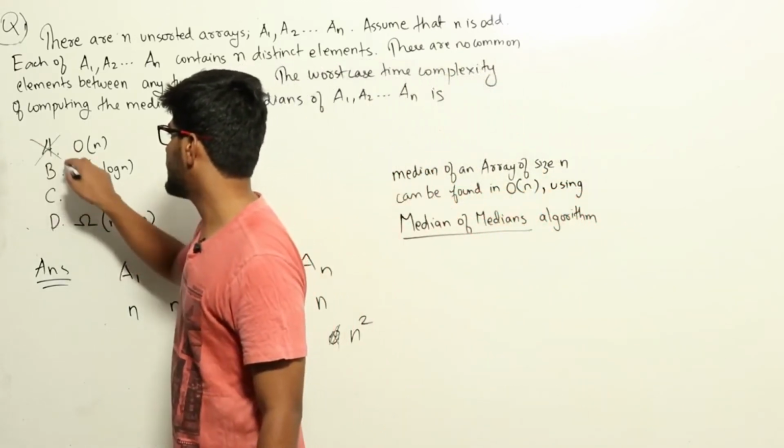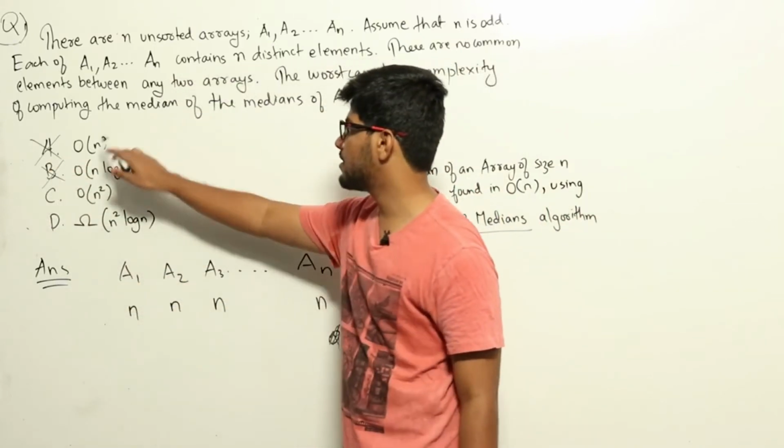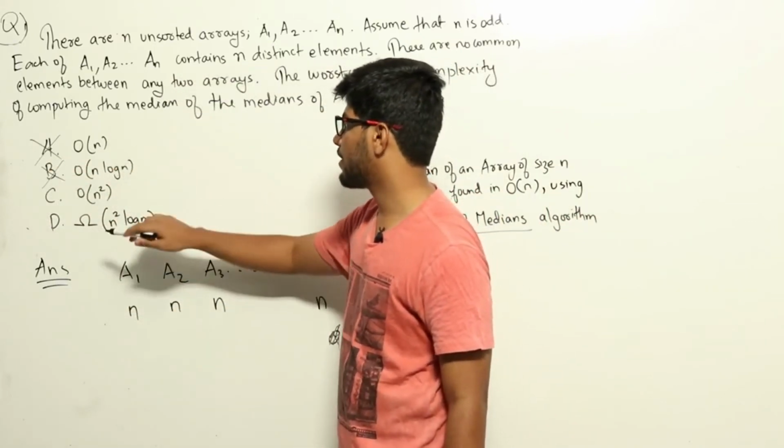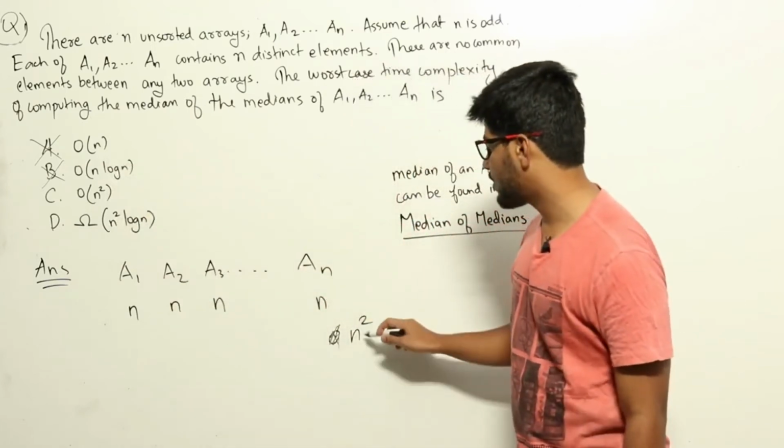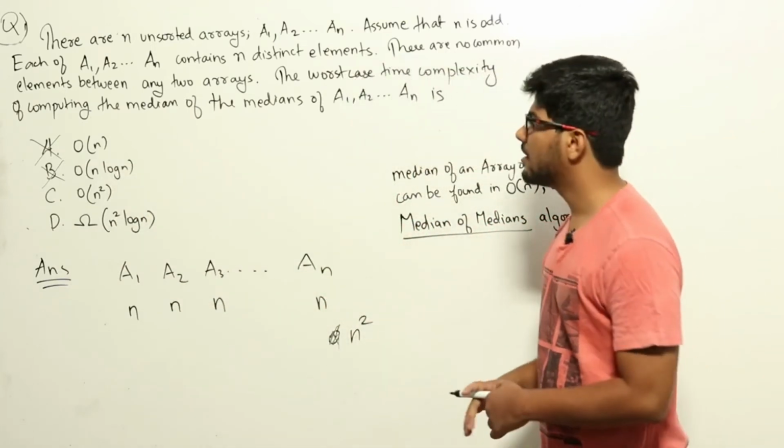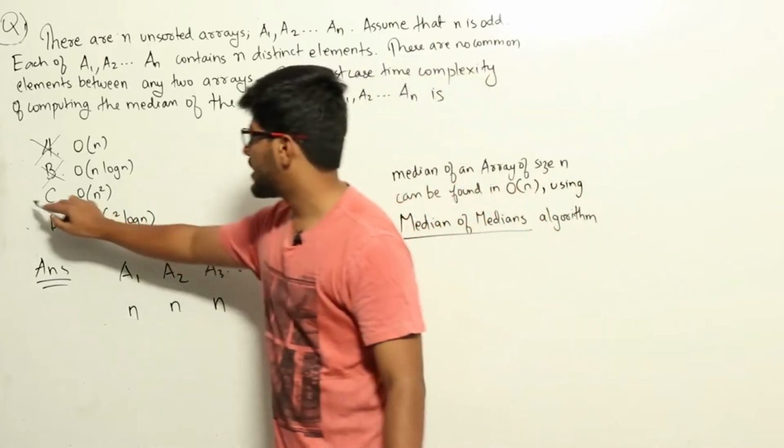So we can directly strike out options A and B. A runs in O(n) and B runs in O(n log n). That is not possible because there are n square elements and we need to read all of them at least once. Now options C and D remain.